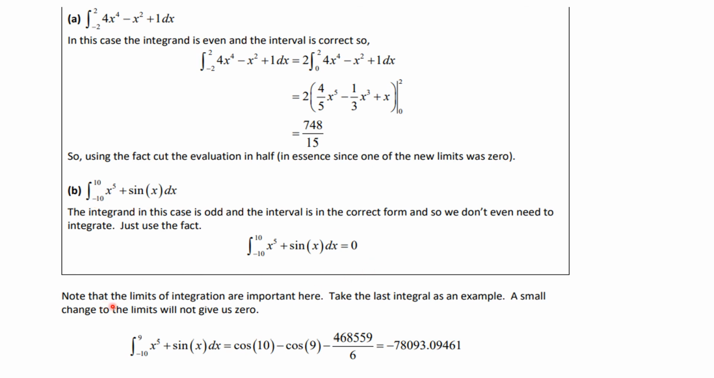Now you should note that the limits of integration are important here, and if we take this last integral as an example, if we just did a small change going from minus 10 to 9, not to 10, we would plug in these things and we would get something that's almost negative 80,000 as an answer, a long way from 0. So a small change can make a big difference.